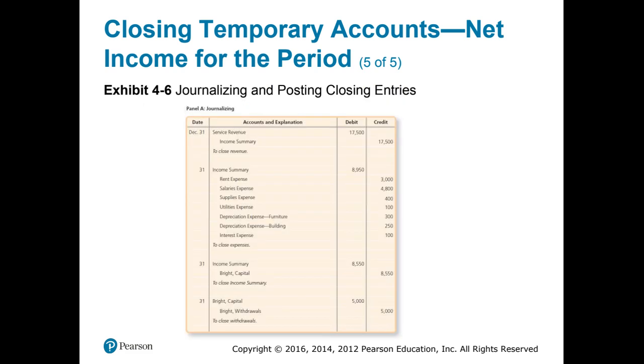Journalizing and posting closing entries. This example is on page 196. So when a business uses a computerized accounting system, the software automatically closes the books. The software identifies the temporary accounts, records the closing entries, and posts to the ledger accounts. The closing entries are completed in a matter of seconds. So all this is done for you if you use a particular software. However, if your information in your software is wrong, all your entries are going to be wrong.